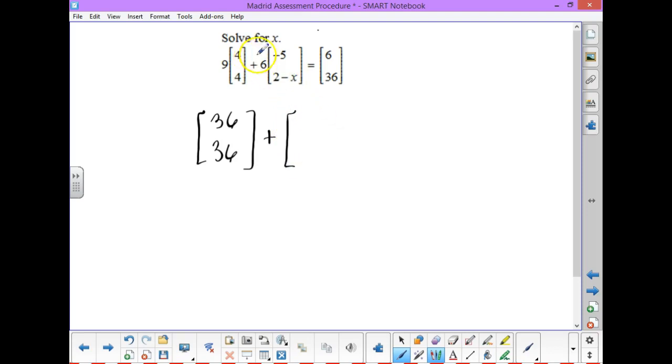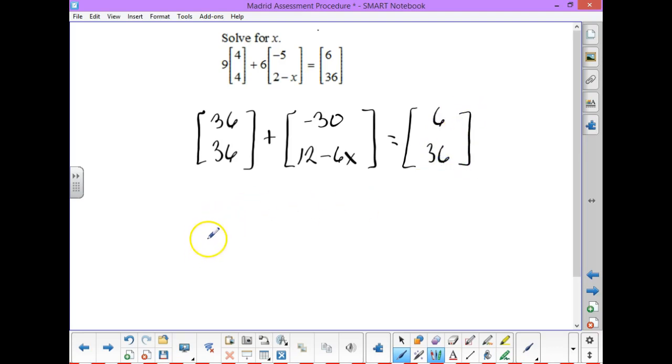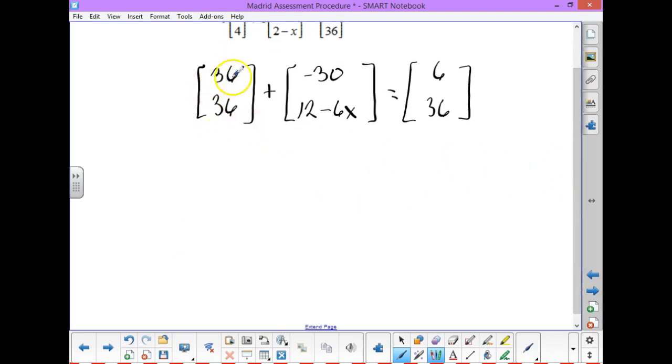So I have 6 times negative 5 is negative 30. And I have 6 times 2 minus x, which is 12 minus 6x. And we'll leave this alone for now. Next, pay attention, I'm simply going to verify that indeed I have, at least here on the top, as I have, watch this.